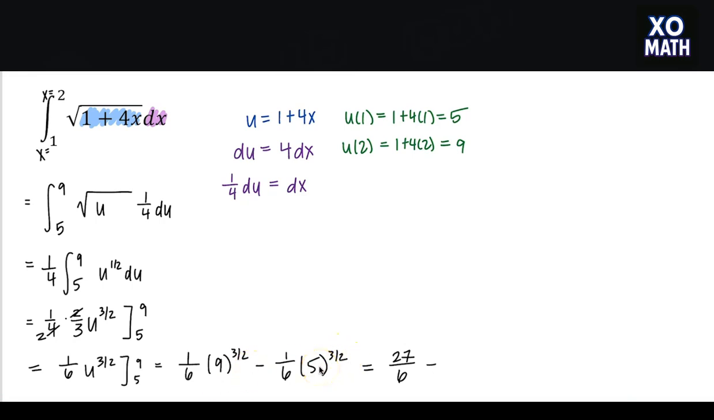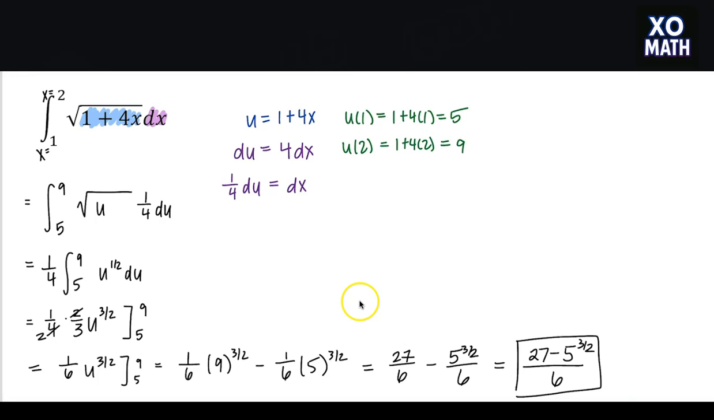minus, but here the square root of 5 isn't an integer. So we could really just leave that as 5 to the 3/2. So 5 to the 3/2 over 6. I mean, we can write this with a common denominator, 27 minus 5 to the 3/2 over 6. And while it's an ugly answer, it is our final value for a numerical answer.